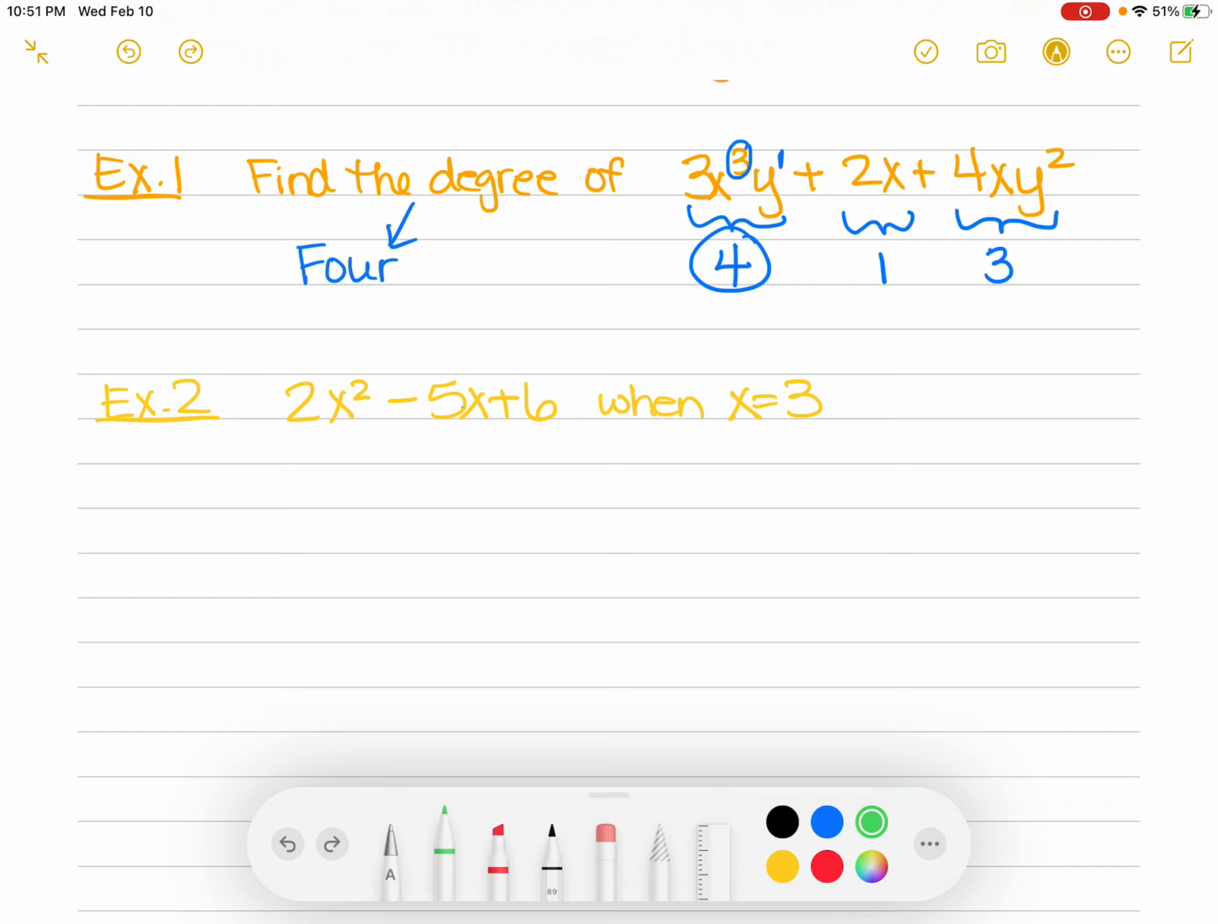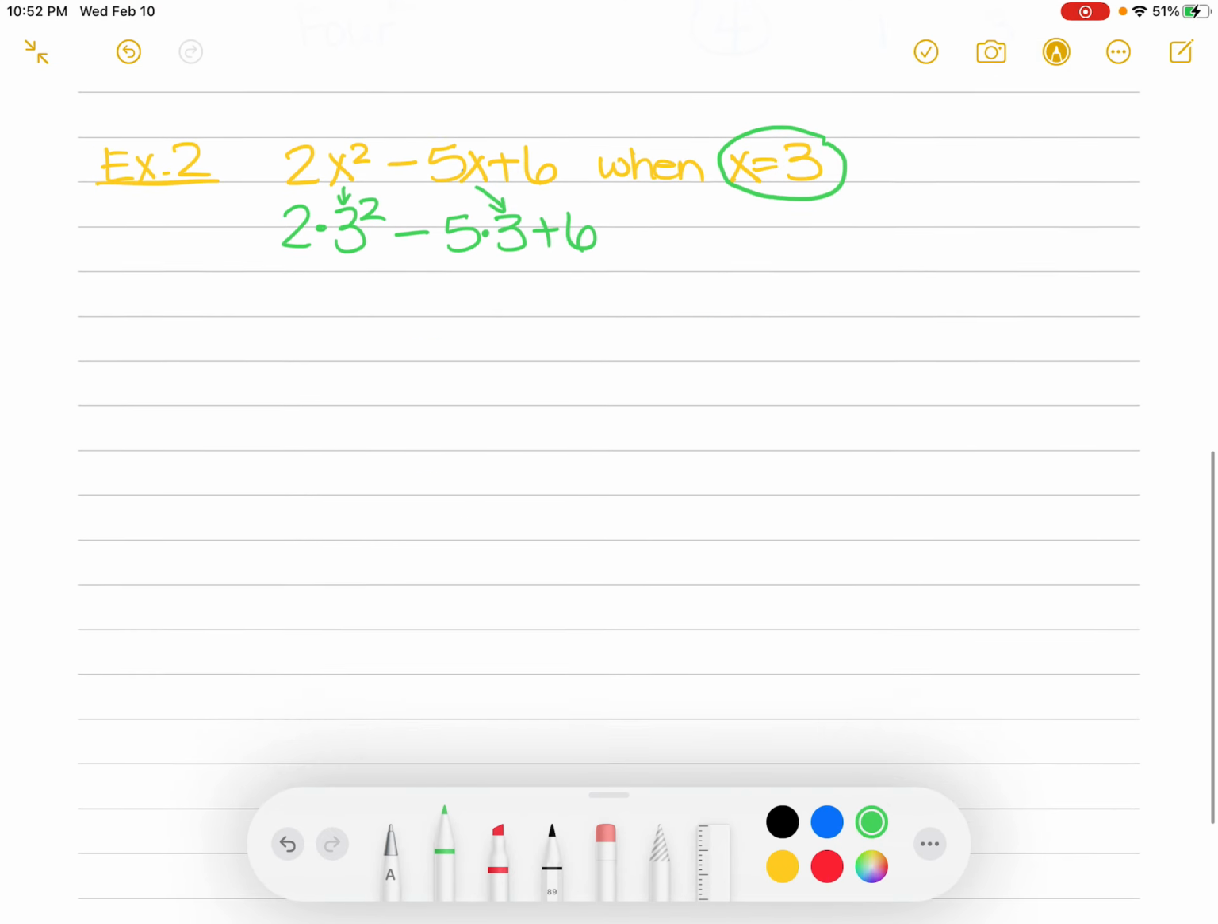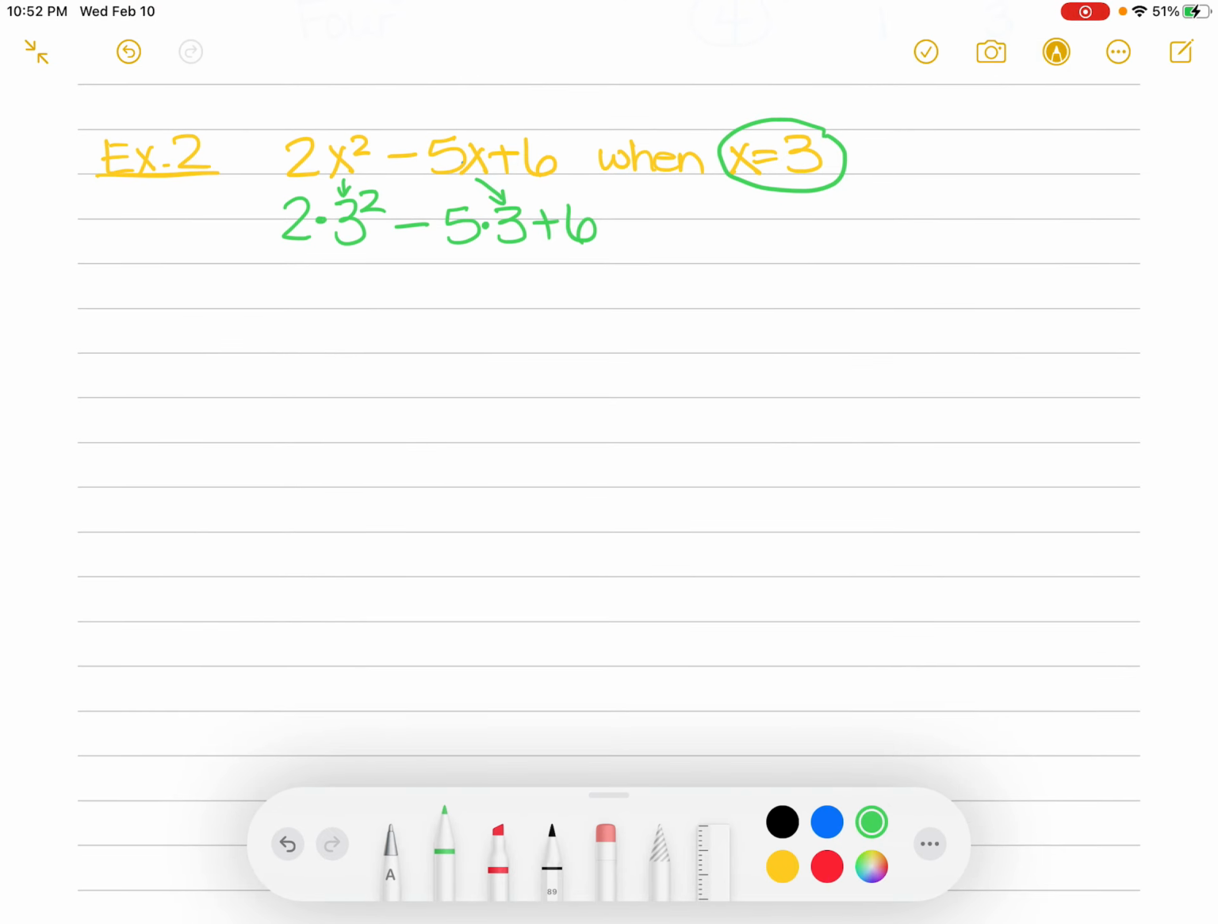I'm going to switch my colors. That yellow's a little weird. Okay, so I'm going to have 2 times 3 squared minus 5 times 3 plus 6. So do you see that all I did was, it's like substitution. I'm just changing my x's into 3's because that's what this one says. Okay, and now I'm going to solve it. And you have to remember your order of operations. So if you don't remember, we'll go over those in just a minute. But I'm going to do my exponent first. So 3 squared is 9.